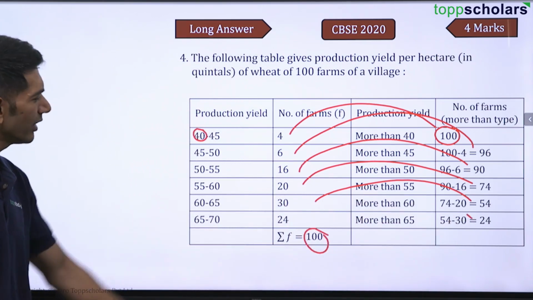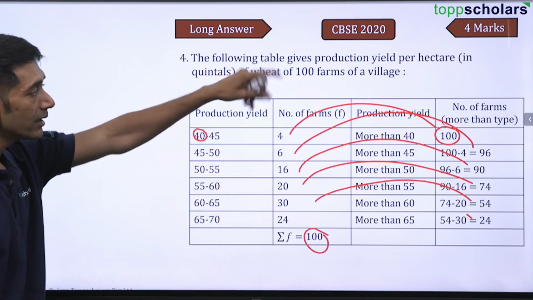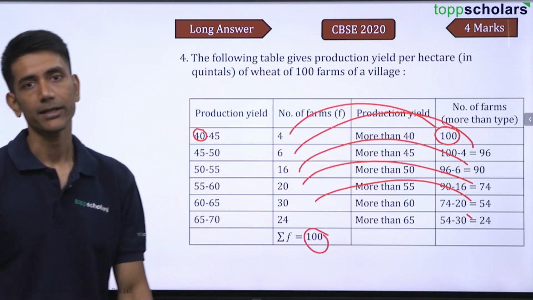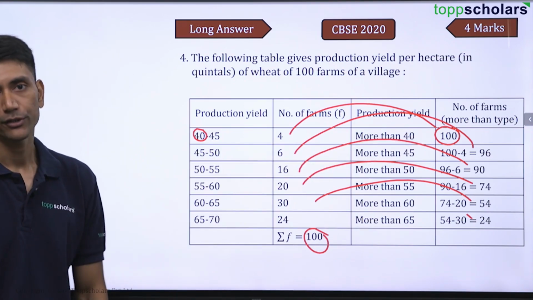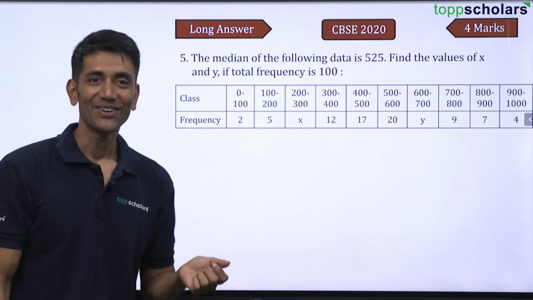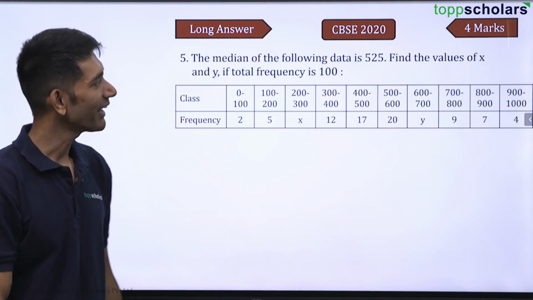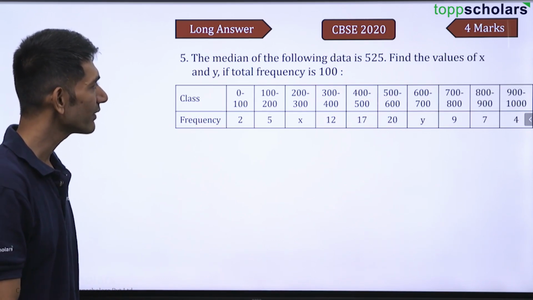So that's your choice. If you start from the bottom, keep on adding. If you start from the top, take the frequency first and then keep on subtracting. Correct? I hope this is clear to all of you. So let us see a new question now. It says the median of the following data is 525. Find the value of x and y if the total frequency is 100.